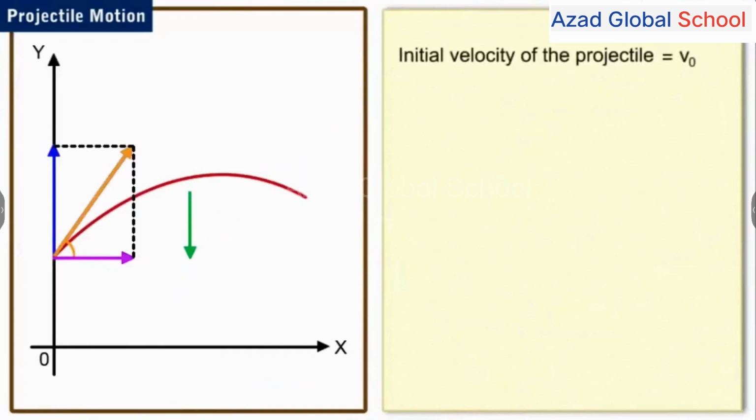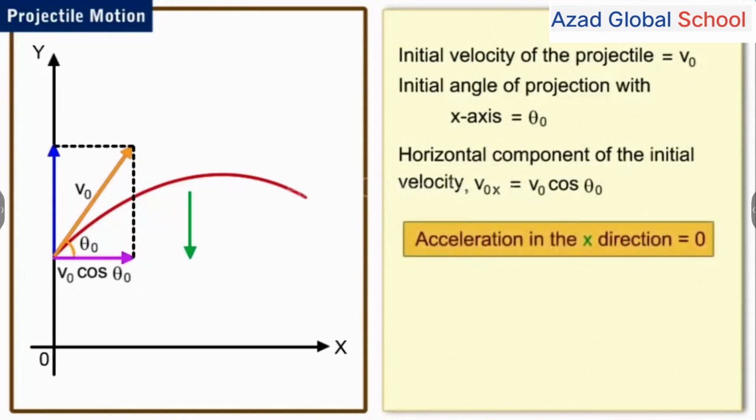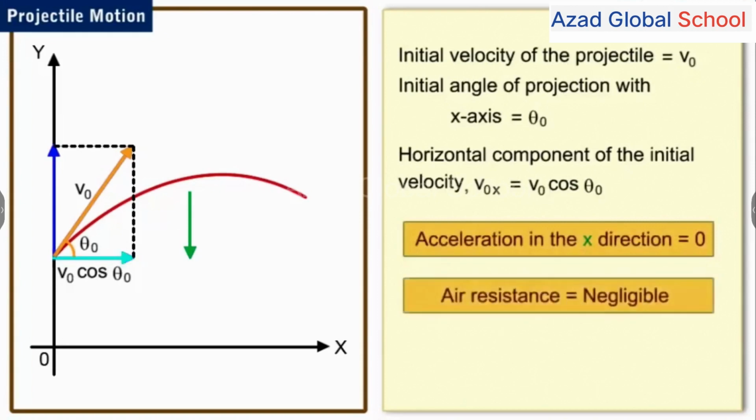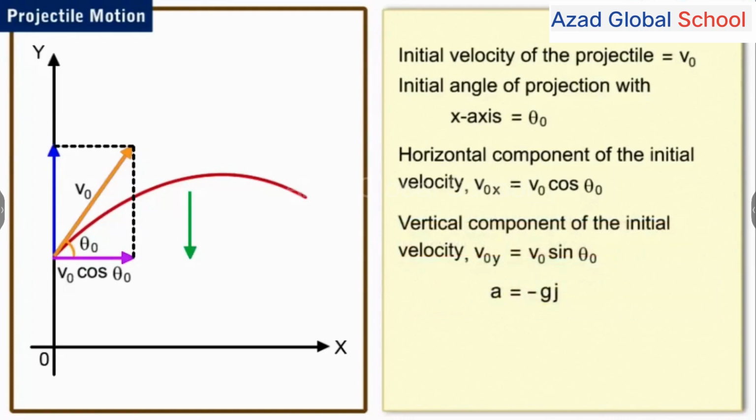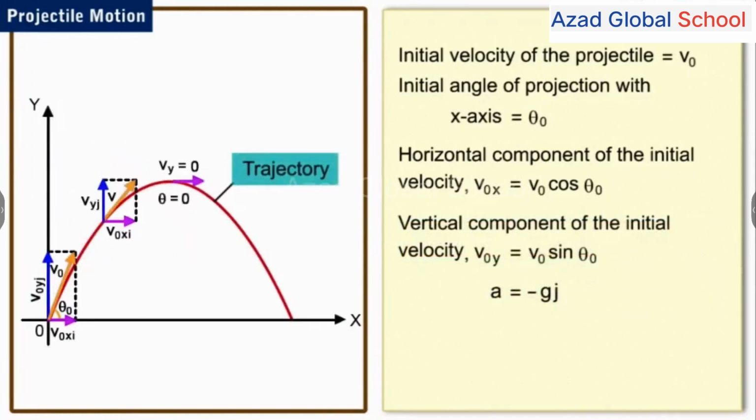The initial velocity of the projectile is v0. Initial angle of the projection with the x-axis is θ0. The horizontal component of the initial velocity v0x is v0 cos θ0. This horizontal component remains constant throughout the flight as the acceleration in the x direction is 0 and air resistance is negligible. The vertical component of the initial velocity v0y is equal to v0 sin θ0. This vertical component keeps on changing with its position and elapsed time of the projectile.